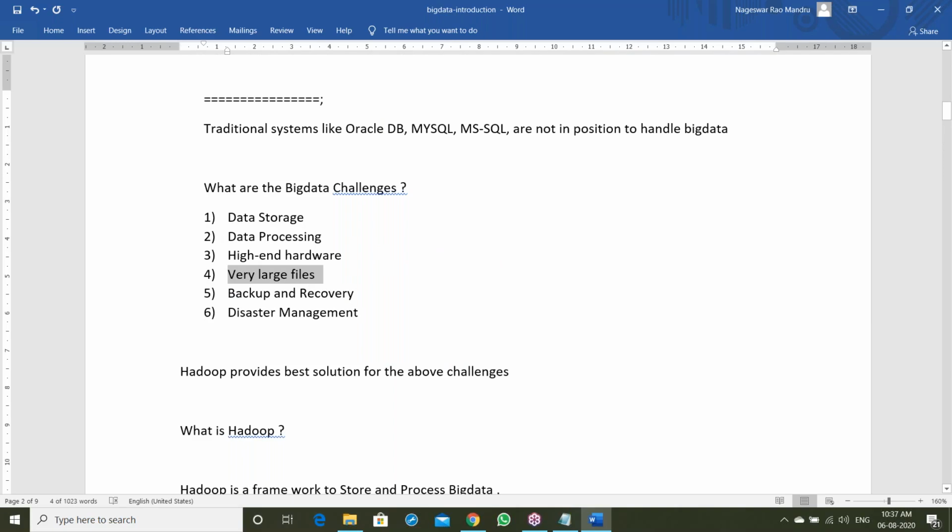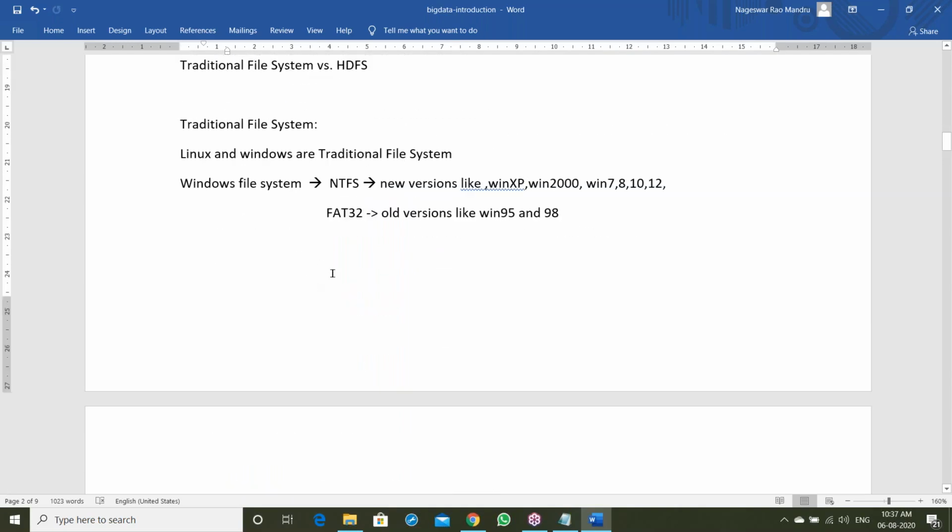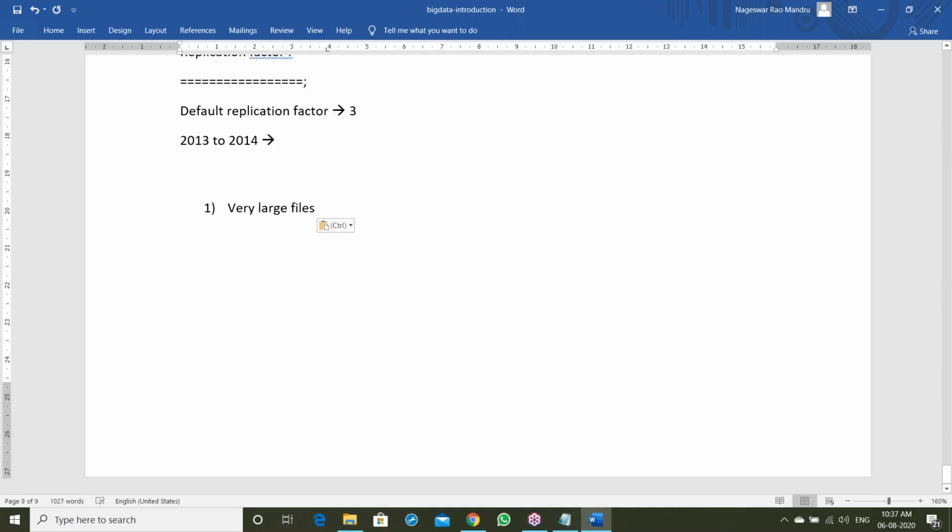Next, very large files. What are these very large files? Sometimes there is a chance of generating very large files, big data files, because of a huge number of transactions every day. Suppose let us take Amazon, online shopping, or Facebook.